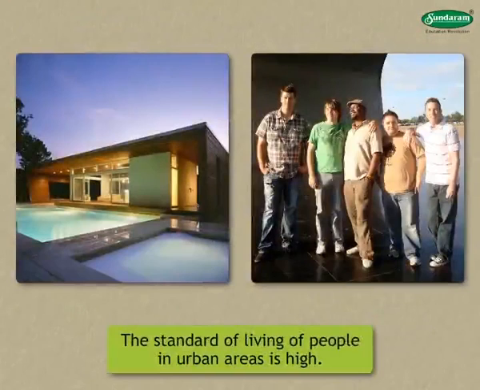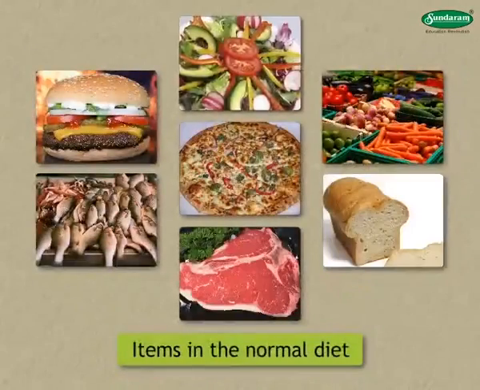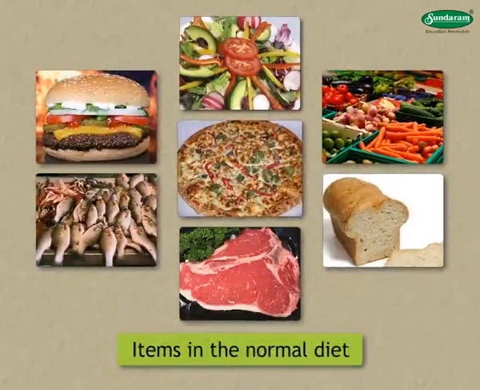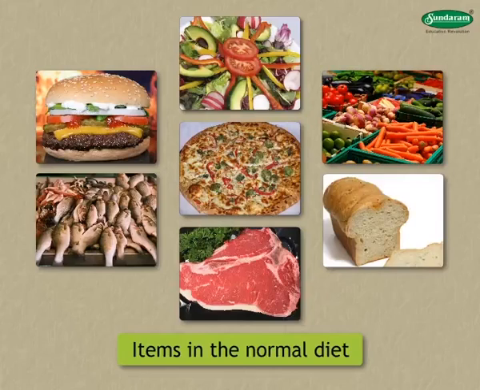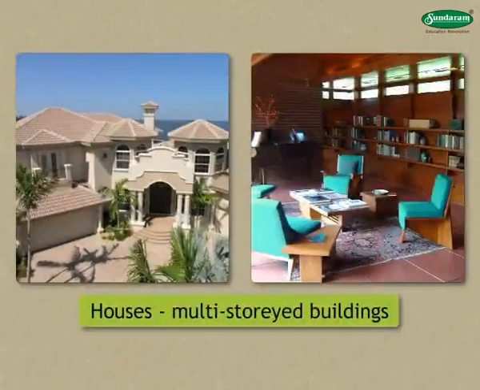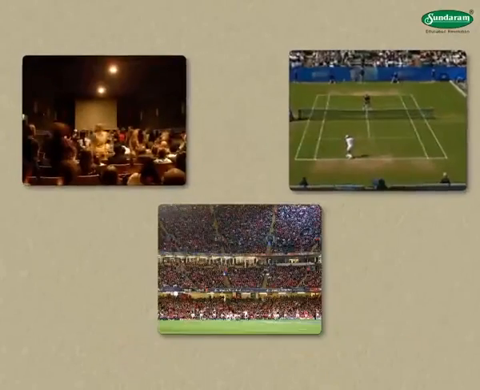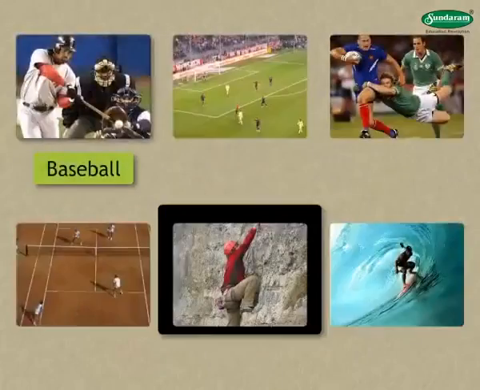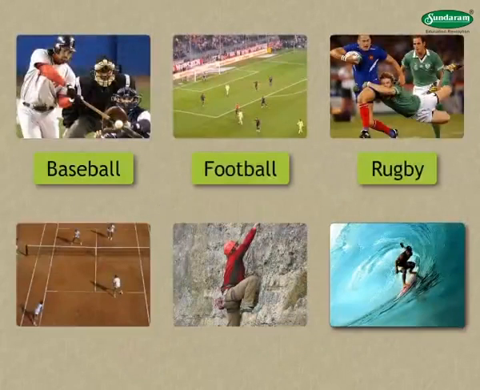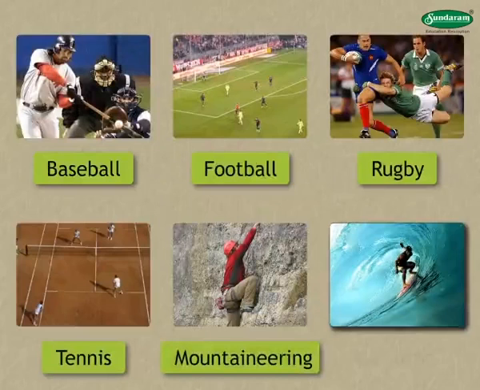The standard of living of people in urban areas is high. People like modern attire. Different types of salads, vegetables, bread, meat, fish, burger, pizza, etc. are the items in the normal diet of these people. Their houses are well equipped with different facilities and they are usually multi-storied. Rock, disco, break and other forms of dance and music are popular in this country. People like attending movies, playing games and watching games like baseball, football, rugby and participating in tennis, mountaineering, sea surfing.